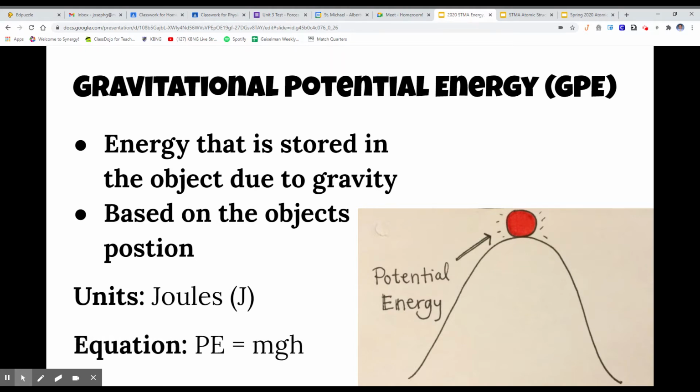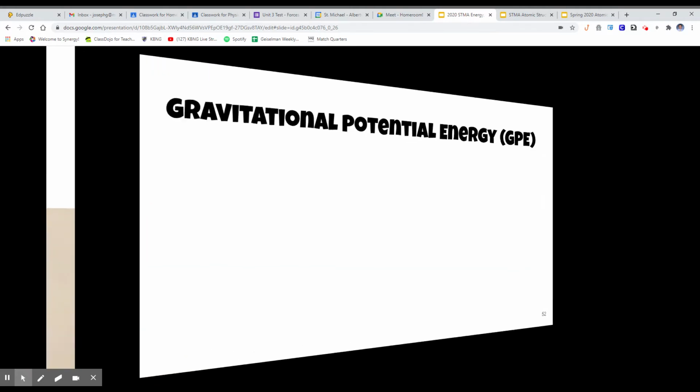And our equation is potential energy, in this case, gravitational potential energy, is equal to the mass of the object times the acceleration due to gravity, g, and times the height. So the equation is mass times gravity times height. It's a pretty simple one that we're going to get to here in a few slides.